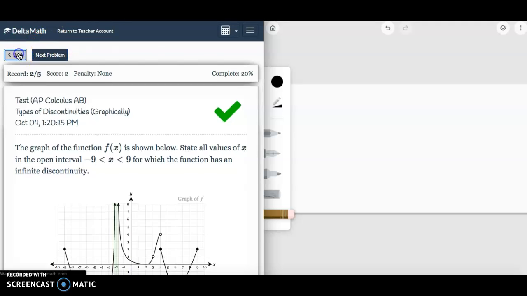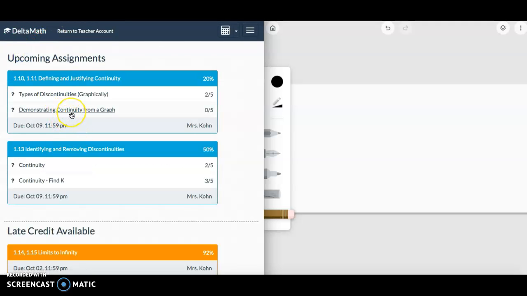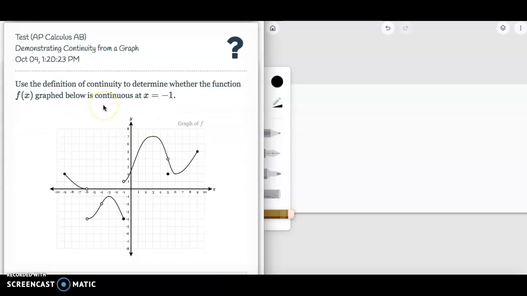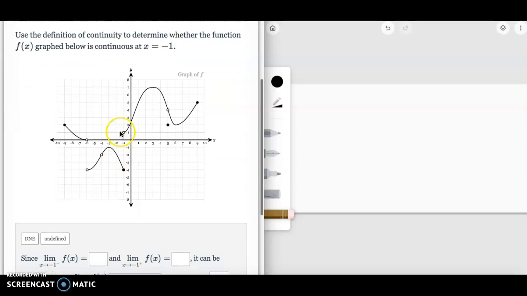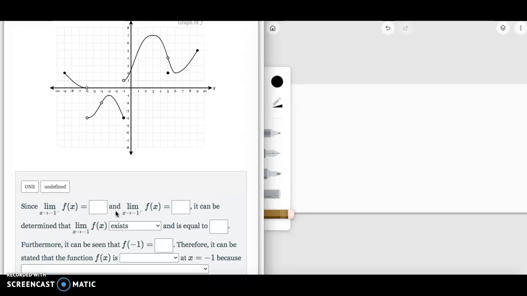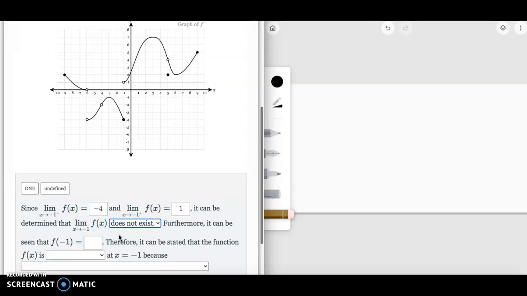All right, let's go ahead and try this second set, demonstrating continuity from a graph. Use the definition of continuity to determine whether the function graph below is continuous at a particular x value. So at x equals -1. We have to fill in lots of things here. At -1, my left-hand limit equals -4, and my right-hand limit equals 1, so it can be determined that the general limit does not exist.